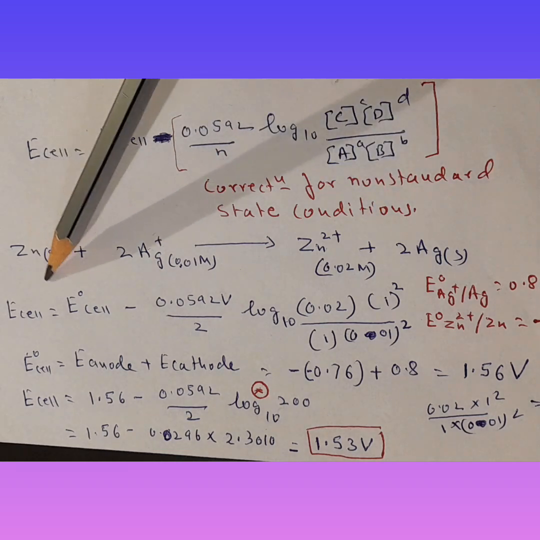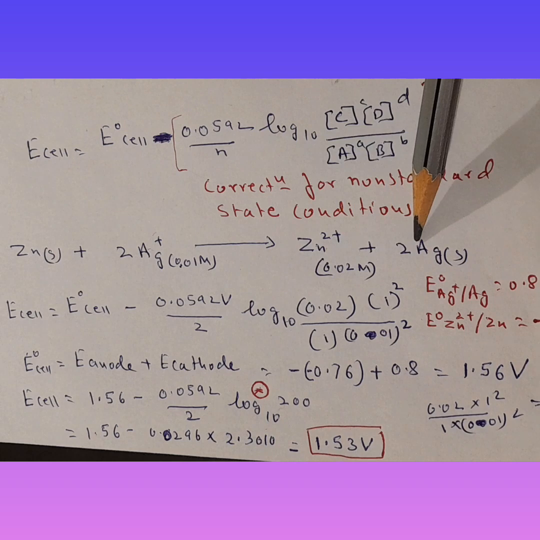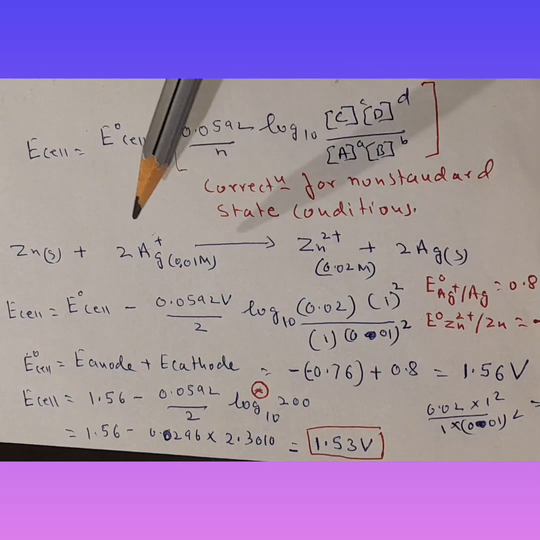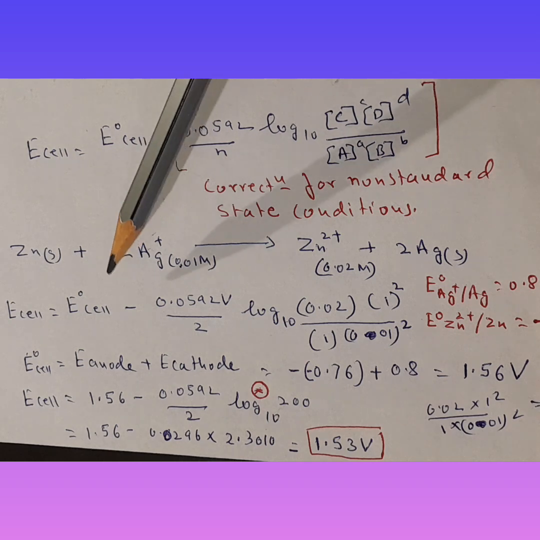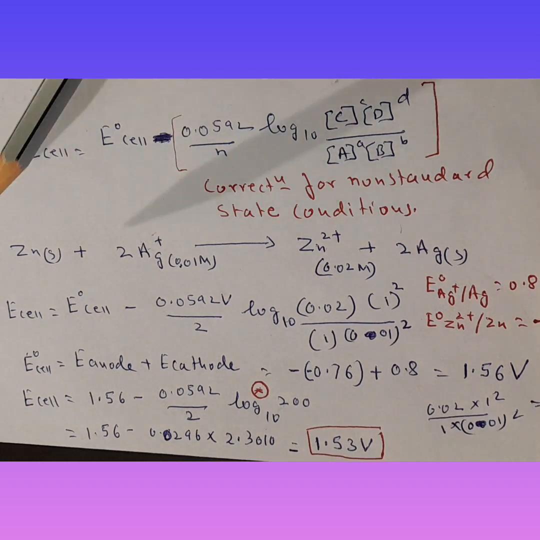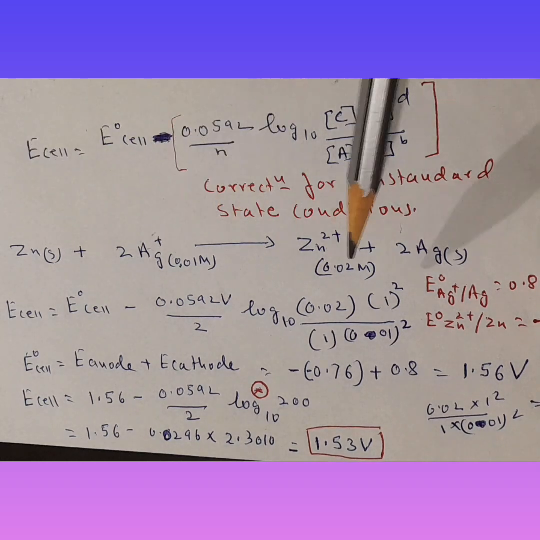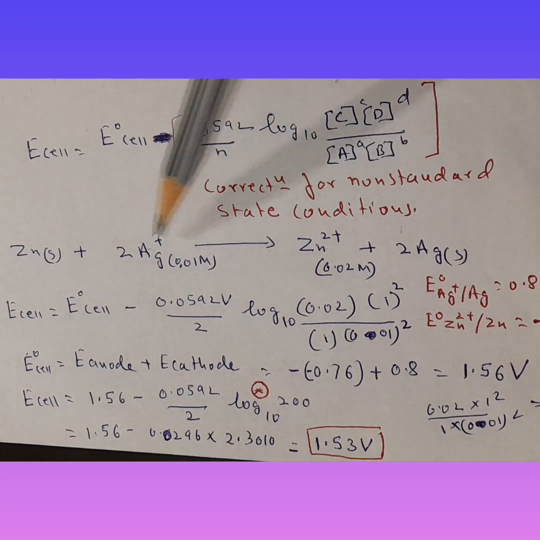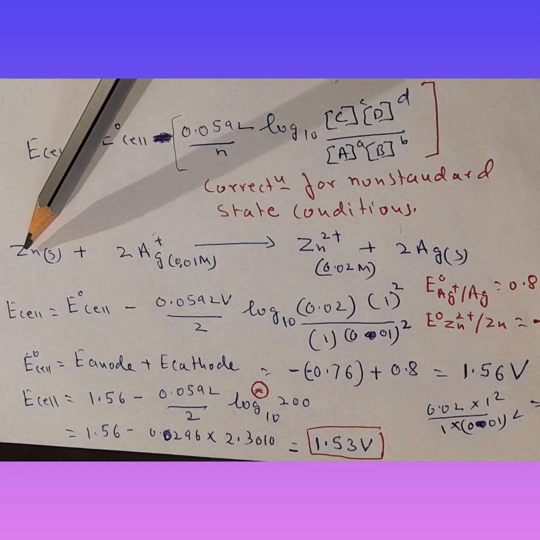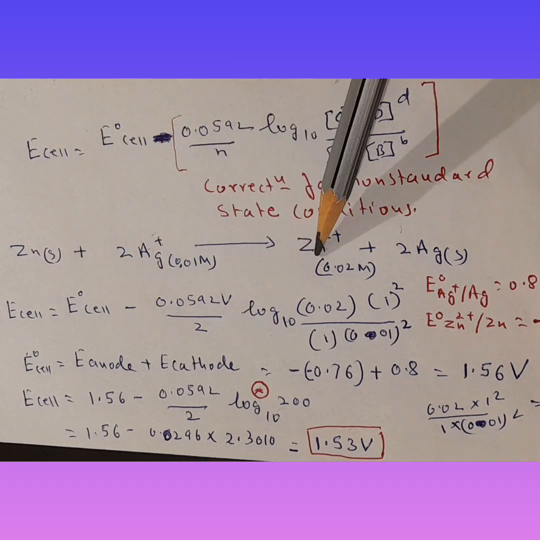So this zinc is being oxidized and silver is being reduced. Another interesting point you have got to make a note of is that here there are two silver ions. Why? Because when silver is getting reduced, it's getting reduced by only one electron because the valence is 1, whereas zinc is giving out 2 electrons.